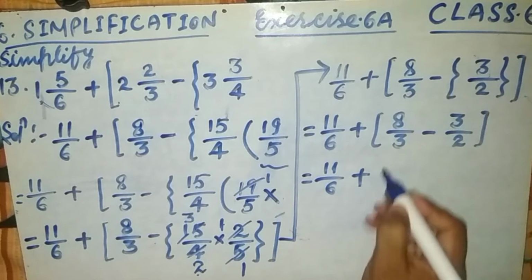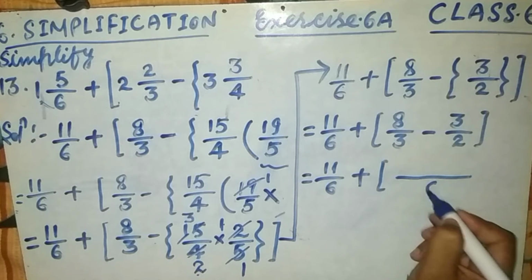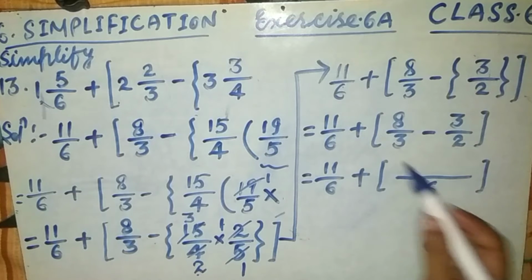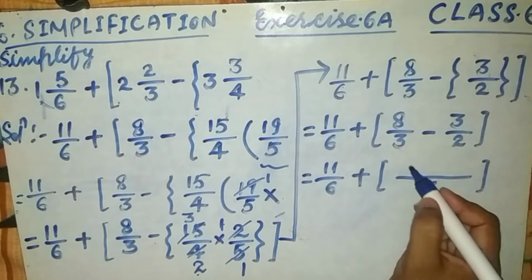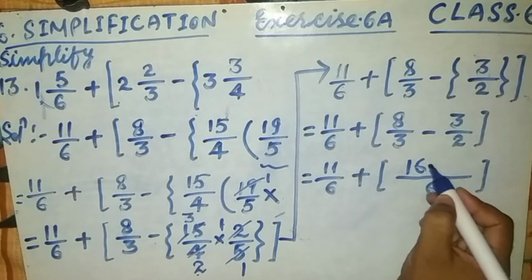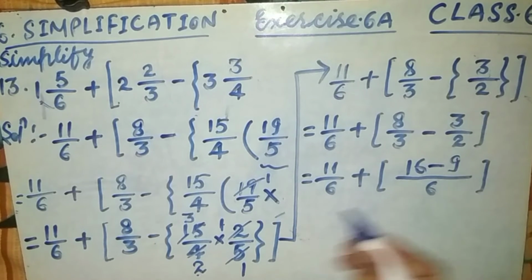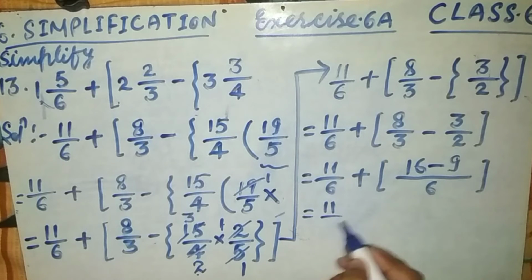Then friends, take the LCM of 3 and 2. This is 6, the LCM. Close with the curly bracket, big bracket. 6 is the LCM. Now divide this 6 by 3, 2 multiplied by 8, 2 8s are 16. Very good. This is minus. Now this 6 is divided by 2, 3 multiplied by 3, 3 3s are 9. Very good. Now this is 11 by 6 as it is.